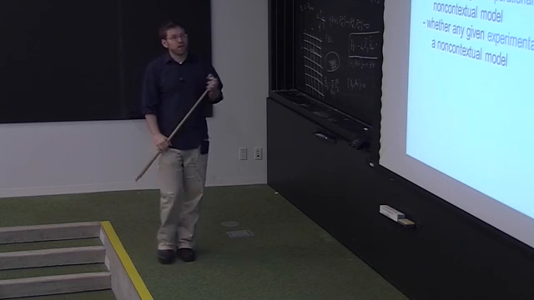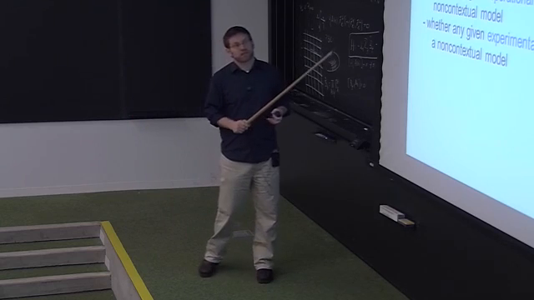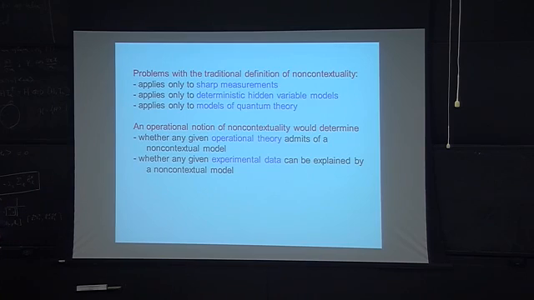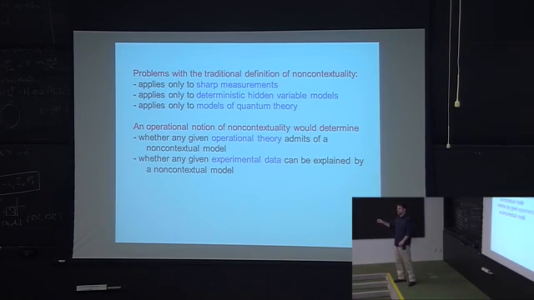And so if you had an operational notion of non-contextuality, and then you showed an experiment that violated that, such that the experimental data could not be explained by a non-contextual hidden variable model, then you'd be able to say that whatever theory is true of the world, it must be contextual. It must fail to be non-contextual. So we sometimes say it's contextual, even if quantum theory is wrong.